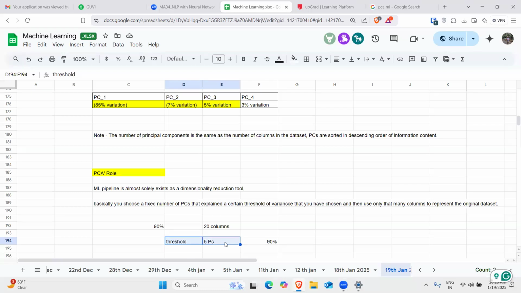Yes or no, guys? Is this thing clear to you? Does anybody have any questions till now? If it is clear, let's go to the next part.